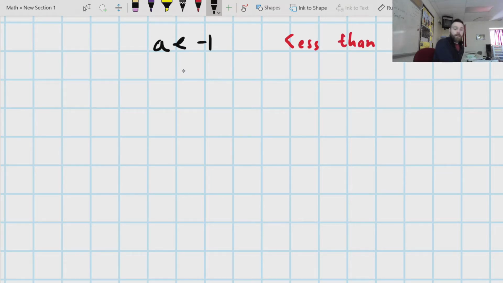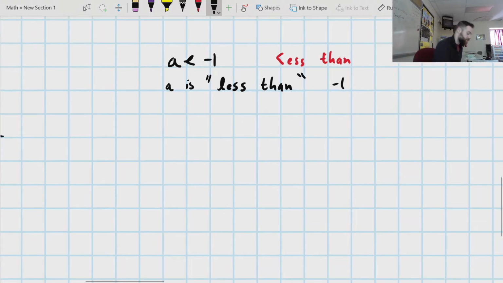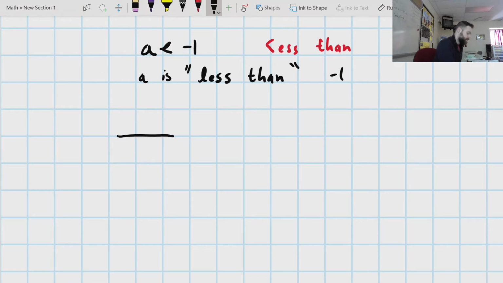So since it's less than, what I can do is I can write a sentence for it. A is less than -1. So if a is less than -1, that means it's lower values than that. So we're going to draw our number line, and we're going to see if we can write this out.